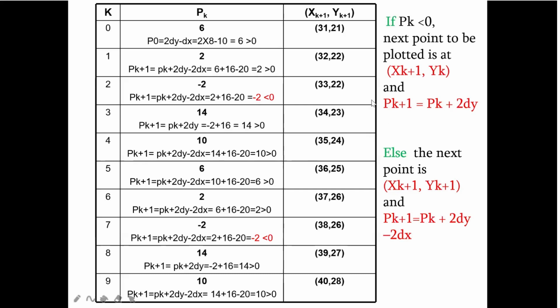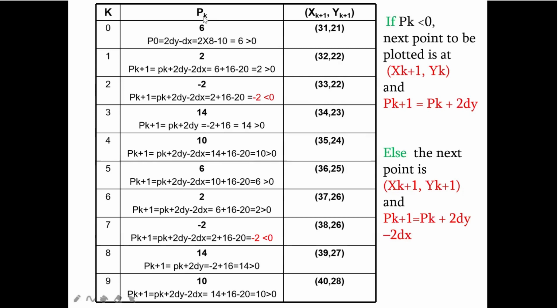So now I have to go for my first if part. By seeing the if part, I should plot my next point. In my next point, the x value has to increase, but the y value will be constant. Here you see it was 32, so it increased to 33, but it was 22, keep it as 22 only. Okay, so I got my next point.